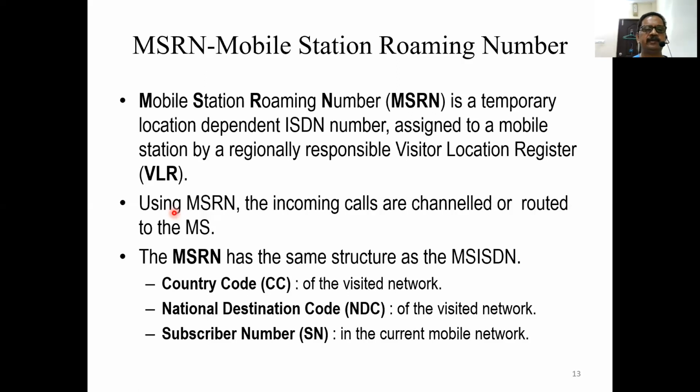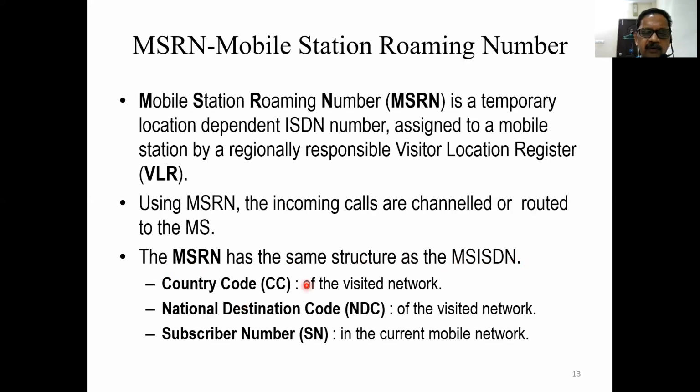What is the purpose of MSRN? Using MSRN, the incoming calls are routed to the MS. So it indirectly indicates which VLR location and which MSC you are in. Based on that, incoming calls are connected even though you are not in your original VLR or MSC location. The MSRN has the same structure as MSISDN.